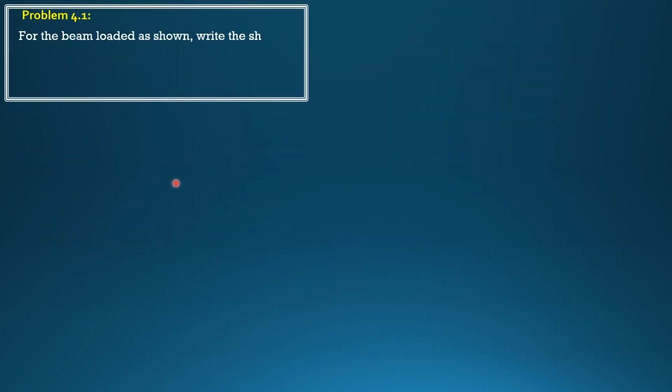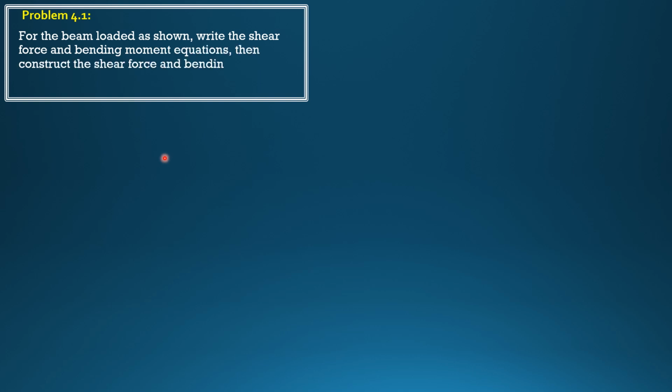So here is our first example. For the beam loaded as shown, write the shear force and bending moment equations, then construct the shear force and bending moment diagrams, and sketch the elastic curve. Neglect the weight of the beam.